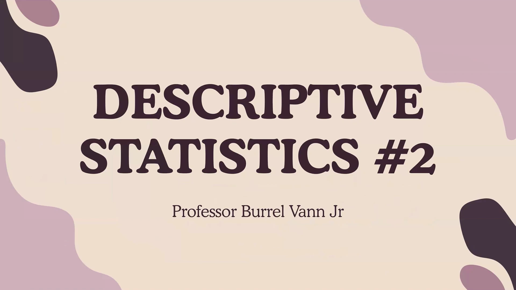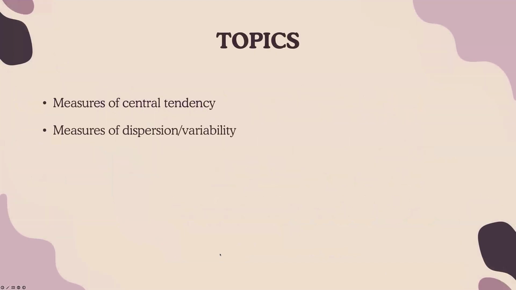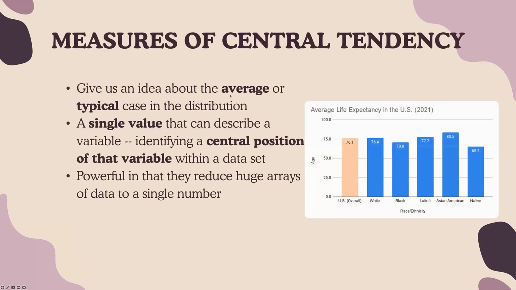Okay, so now we're going to talk about descriptive statistics again, spending a little bit more time on various sorts of measures of central tendency and variability. Again, measures of central tendency and measures of variability or dispersion. As we recall from our last set of slides, measures of central tendency tell us what's average or typical for a given case in the distribution of a variable.